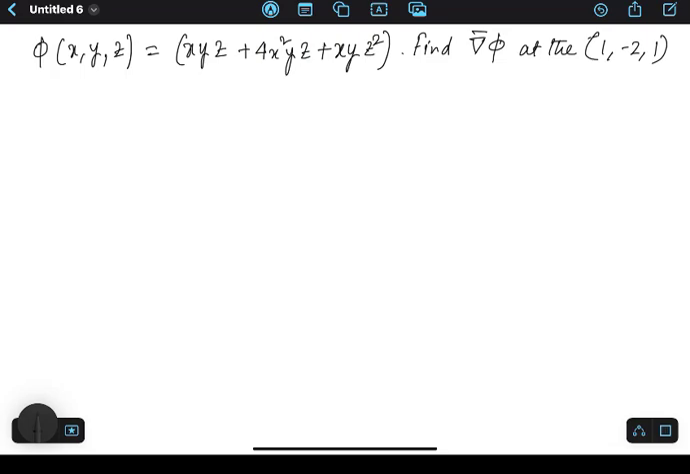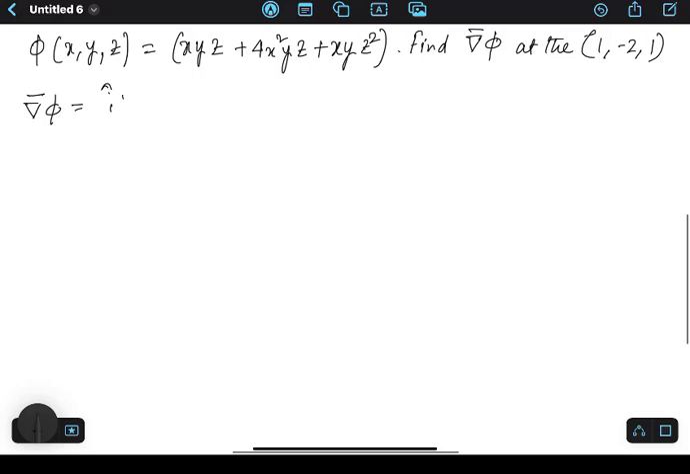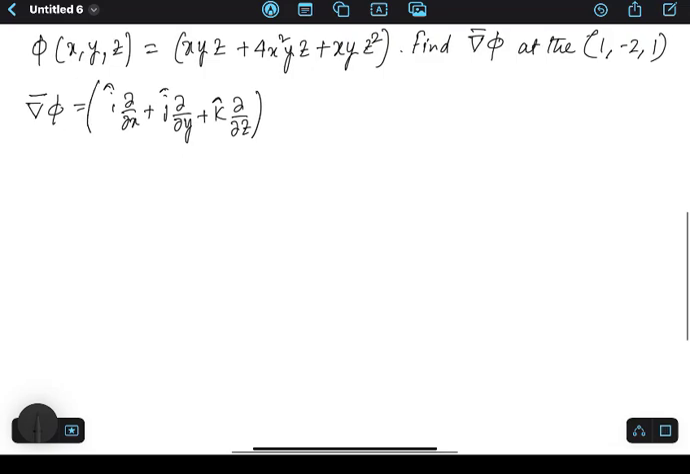So to find out this grad phi, we know that the gradient of a scalar quantity gives a vector. So the result will be a vector. So how does it work? I write this operator as i del x plus j del y plus k del z. And then the scalar quantity xyz plus 4x square yz plus xyz square. So how does this operation take place?